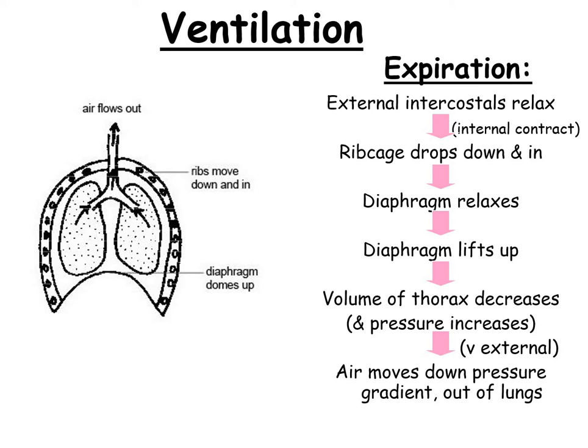So again, expiration and breathing out, the external intercostal muscles relax, the rib cage moves down and in, the diaphragm relaxes and goes back to its dome position and lifts up, therefore the volume of the thorax decreases, pressure increases, and therefore air moves down its pressure gradient and out of the lungs.